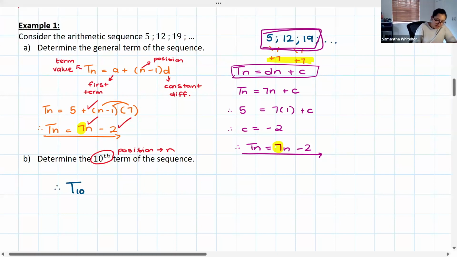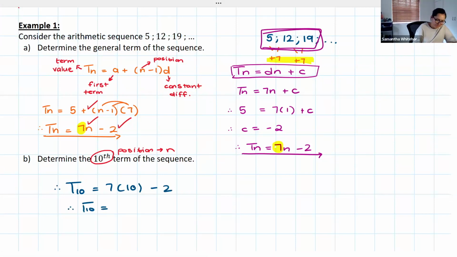So term 10 is equal to 7 times 10 minus 2. Nice and easy. The 10th term is 68. Right, so that's it. We just sub in, off we go.